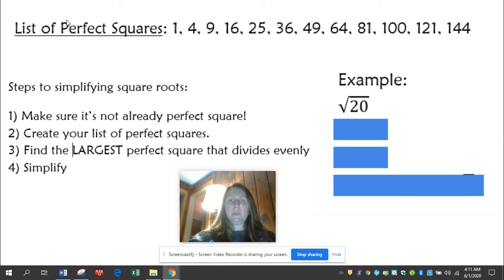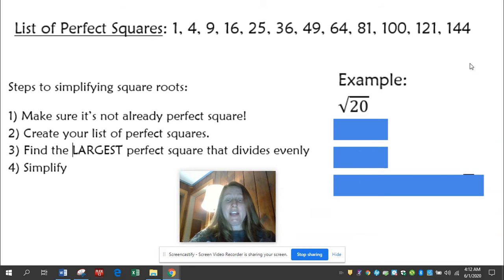Now the list of perfect squares, all I did was take the numbers 1 through 12 and just square them or multiply them by themselves. So for example, 1 squared or 1 times 1 is 1, which is how I got this number right here. 2 squared or 2 times 2 is 4. 3 squared, 3 times 3 is 9. 4 squared, 16. 5 squared, 6 squared, 7 squared, 8 squared, 9 squared, 10 squared, 11 squared, 12 squared.